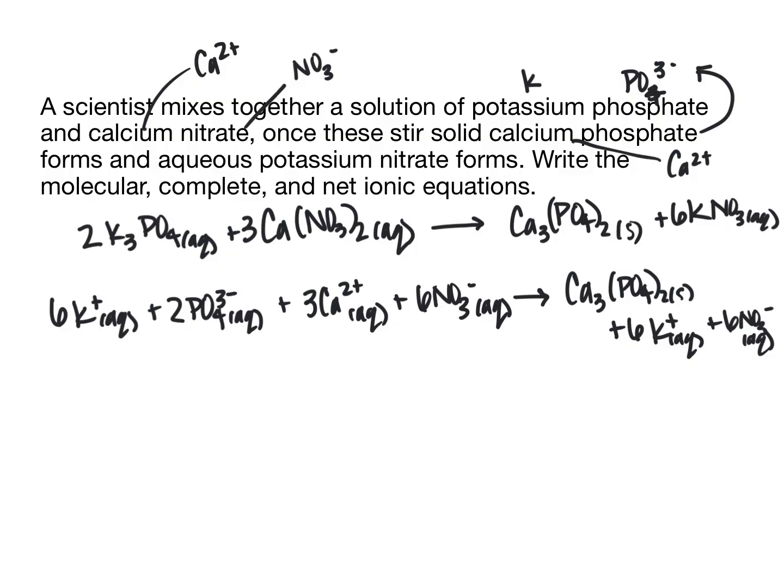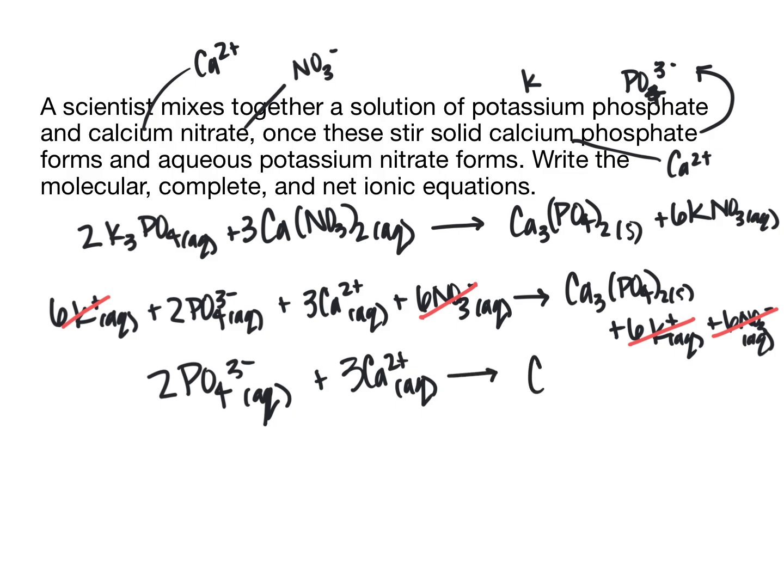To make our net ionic equation, we want to remove anything that we see on both sides. So that gets rid of all of our spectating ions. So now we have 2 PO4 3 minus, so our phosphate ions, aqueous, plus 3 calcium ions. And that gives you calcium 3, or 3 calciums with phosphate, 2 phosphate ions.